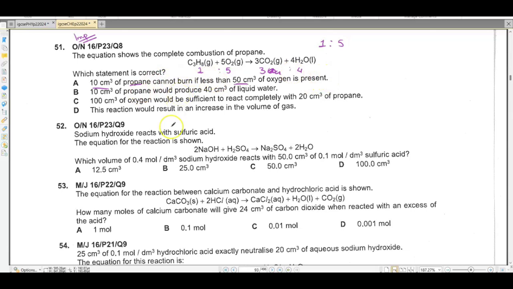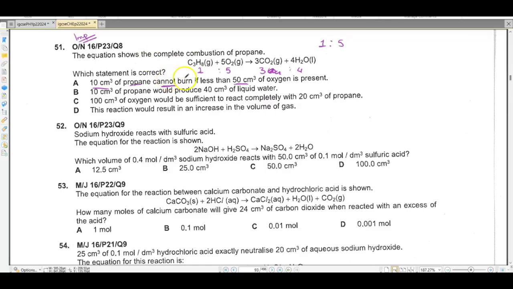Should I go forward and then come back? Okay, let's explain it. They say 10 centimeter cubes of propane cannot burn if less than this is present. No, it is going to burn. Propane is going to burn with whatever oxygen is present, but obviously that reaction is not going to give you a full combustion reaction, because there is not sufficient oxygen present for propane to have a complete combustion reaction. This statement takes it to another level and says that it is not going to burn and the reaction is not going to start.